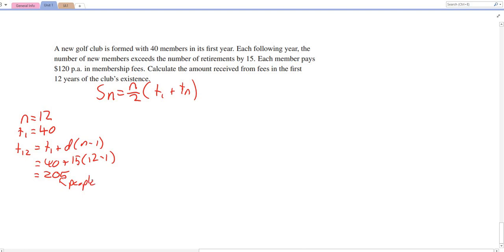So Tn is just the general term. We want to find T12. So T12 is 205. If we go to our rule now, guys, I'll just rewrite it over here. Sn equals, instead of n, what are we putting in? 12. Instead of T1, we have 40, and instead of Tn, we have 205.